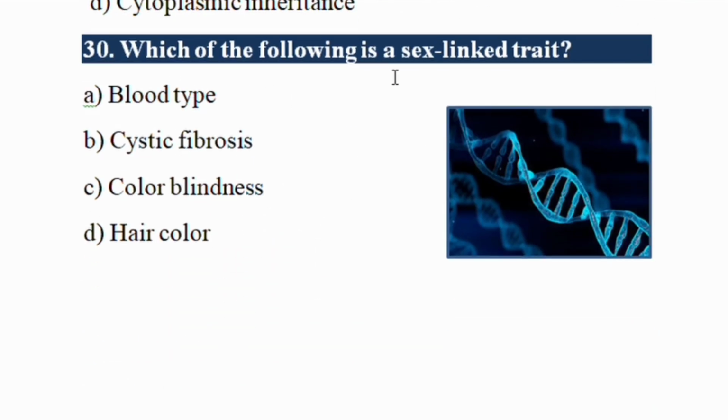Which of the following is a sex-linked trait? Blood type? No. Beta, cystic fibrosis? No. Charlie, color blindness? Yes. Males are more colorblind as compared to women.